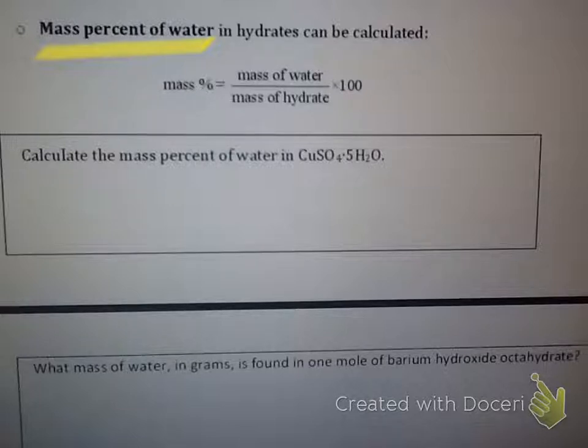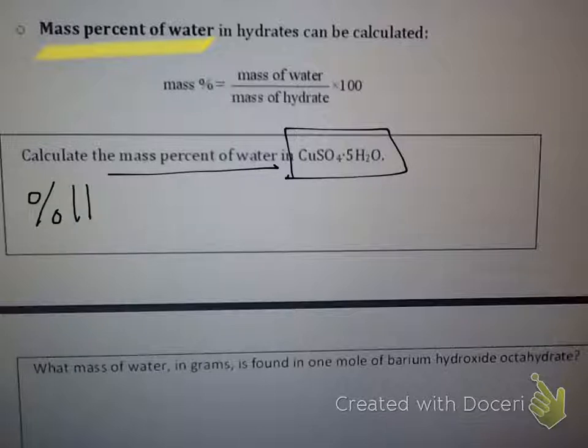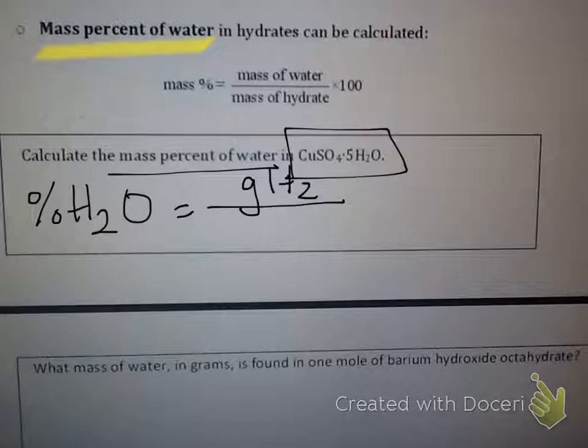It says calculate the mass percent of water in copper(II) sulfate pentahydrate. Okay, we're going to look at the periodic table here when we solve for this. So right now we've got copper(II) sulfate pentahydrate. If we want to know the mass percent of water, the percent of anything is always the grams of that thing, the part, over the grams of the entire thing. So we're going to calculate the grams of water in that formula divided by the grams of the entire hydrate, copper(II) sulfate pentahydrate.